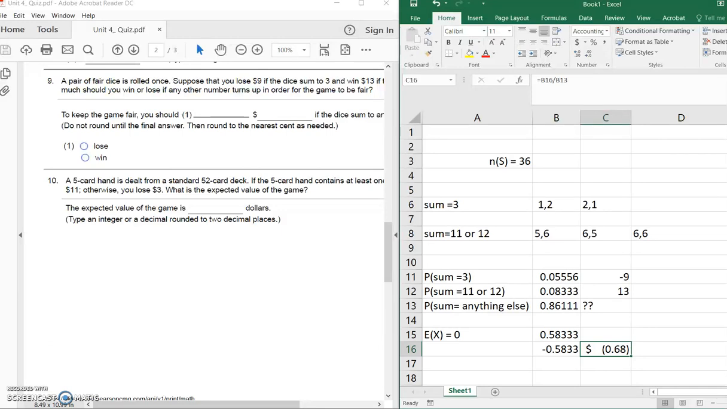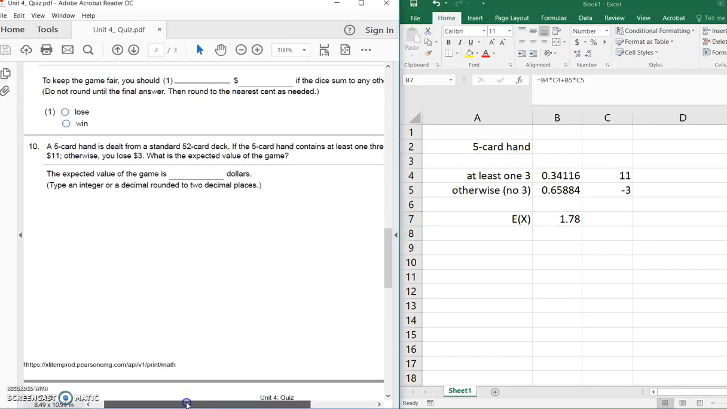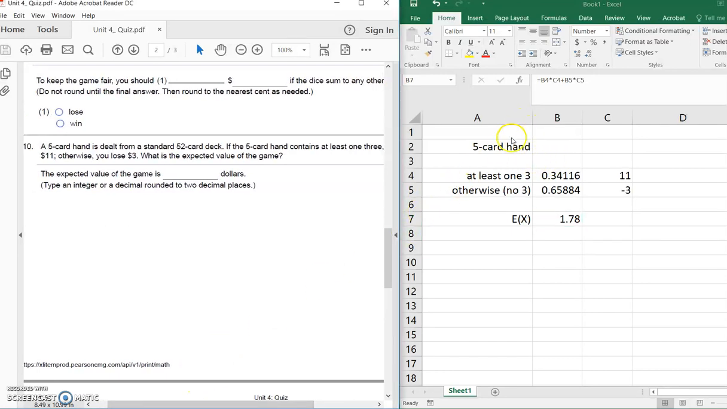Alright, so last question here. Okay, so I don't have too much time left to explain this last question. So this is similar, a 5-card hand, and if you get at least 1 three, you win $11. Otherwise, which means you get no 3s, anything but 3s, you lose $3. So first calculate, getting no 3s is easy because the first card can be, there are 4 3s in a standard deck. So that's 48 cards that are not 3 out of 52.